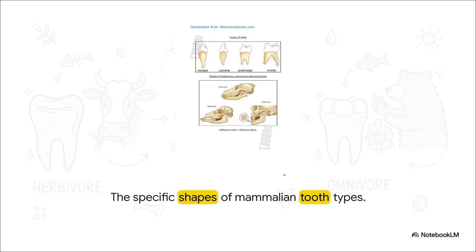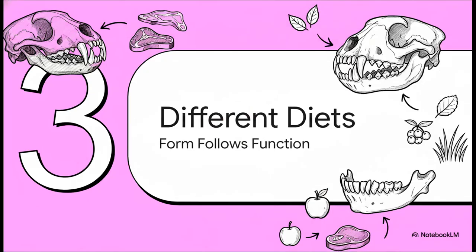They don't look like chisels at all. They feature these large, flat, and highly uneven surfaces with pointed cusps. Those uneven surfaces basically act like a pair of millstones to just crush and grind down food. Which brings us to Section 3, different teeth, different diets. This is where form follows function on a macro level.